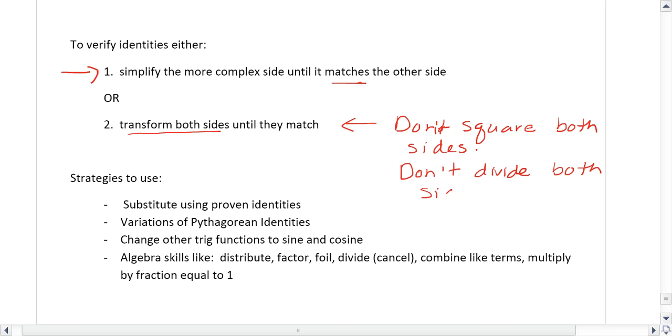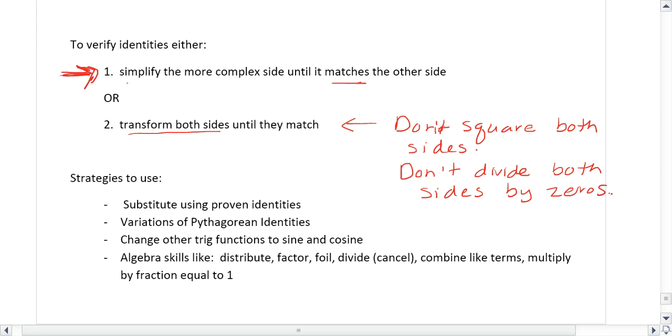Because remember, both sine and cosine are 0 at different degrees. And so we just have to be careful when dividing both sides. So to be on the safe side, I recommend the first one.